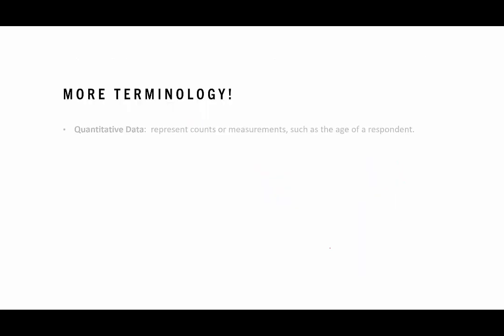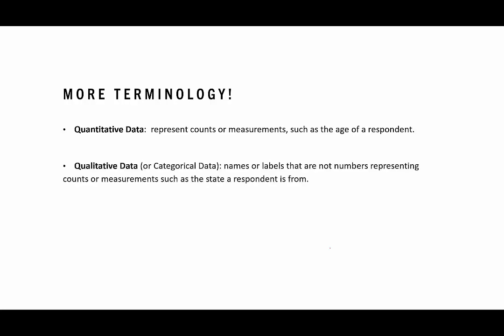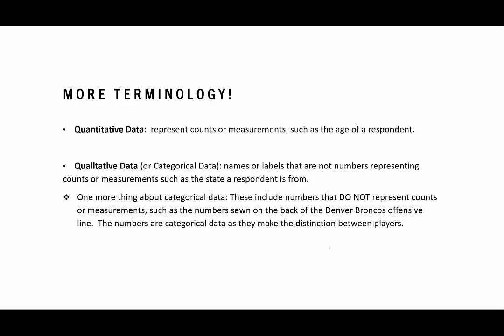Okay, a little more terminology. We have quantitative data. This represents counts or measurements, such as the age of a respondent. Then there's qualitative data or categorical data. These are names or labels that are not numbers representing counts or measurements, such as the state a respondent is from. So if you can put it in some sort of bucket or category, it's probably categorical data. But if it's something that's counting or measuring, that's going to be quantitative data.